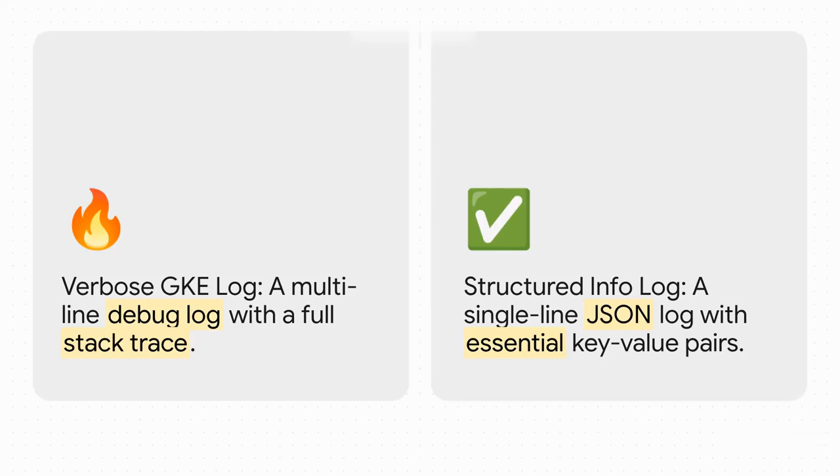This slide shows our first culprit perfectly. On the left, you've got a classic verbose debug log from a GKE pod. Look at it. It's got multiple lines, a full stack trace. It's a mess to parse. And you better believe it's incredibly expensive to ingest and store. Now look to the right. A clean, structured JSON log. It has only the essential info, it's easy for machines to read, and most importantly, it costs a fraction of the price.